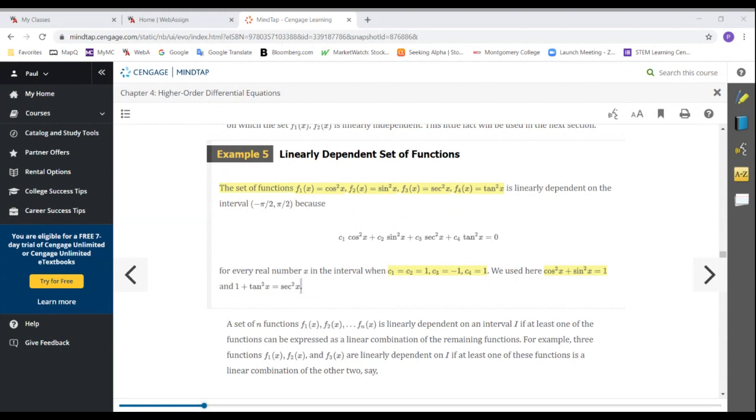So these functions are connected to each other. They're related to each other by that equation where C1 equals 1, C2 equals 1, C3 equals -1, and C4 equals 1. And so those are a linearly dependent set of functions. Okay, are there any questions on that?